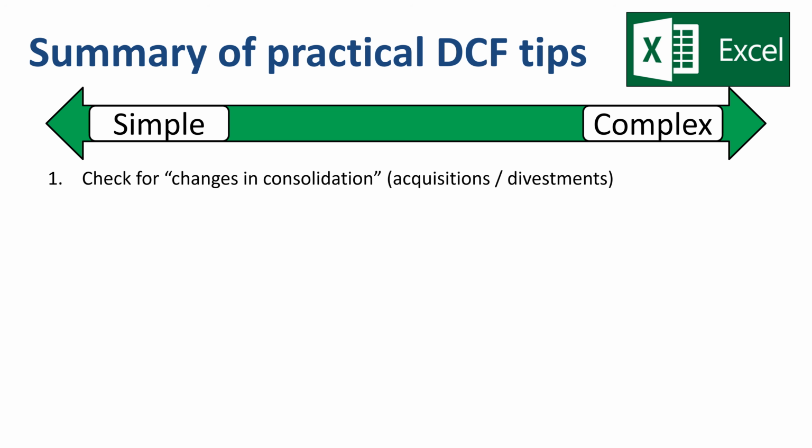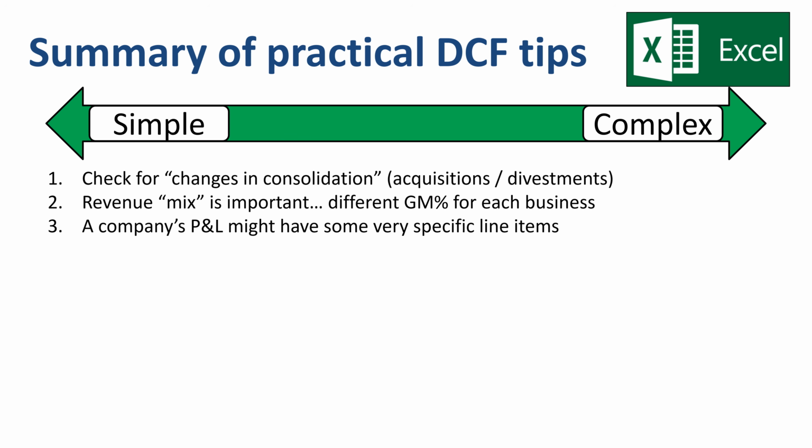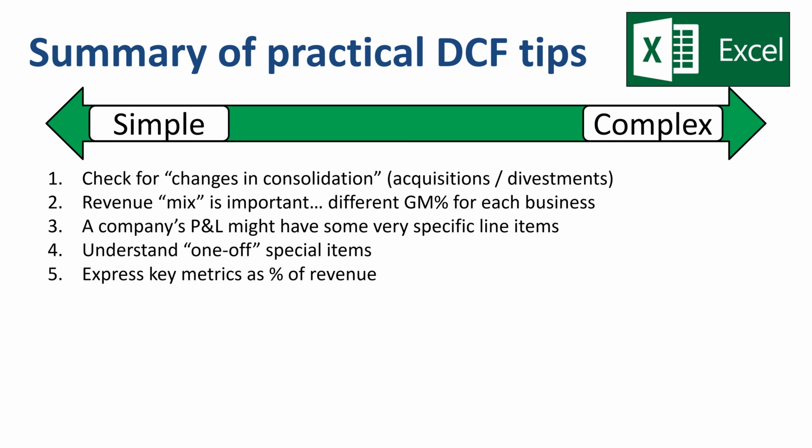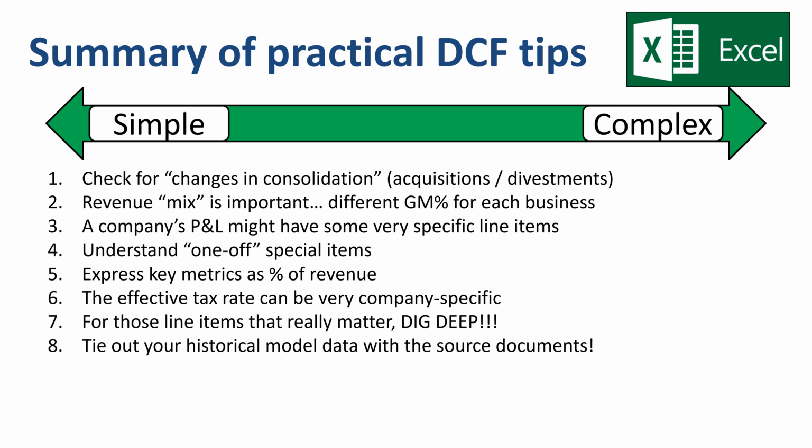Check for changes in consolidation, acquisitions or divestments. Revenue mix is important. A company's P&L might have some very specific line items. Understand the one-off special items. Express key metrics as percentage of revenue. The effective tax rate can be very company specific and very different from the statutory tax rate. For those line items that really matter, dig deep. Tie out your historical model data with the source documents.